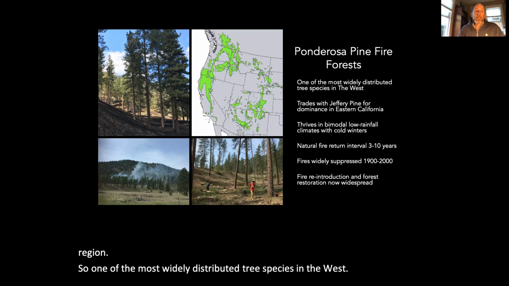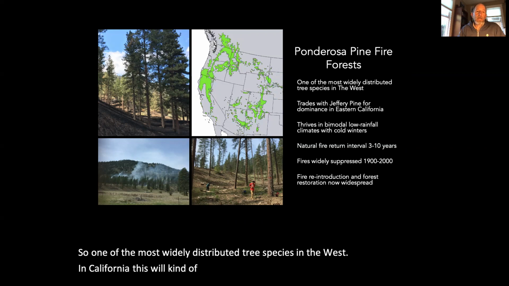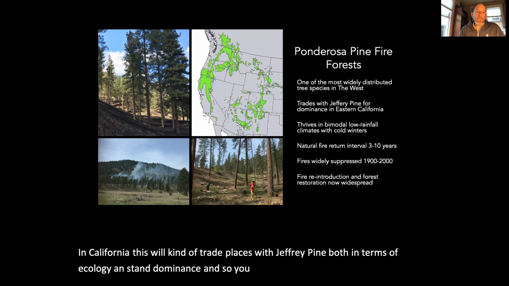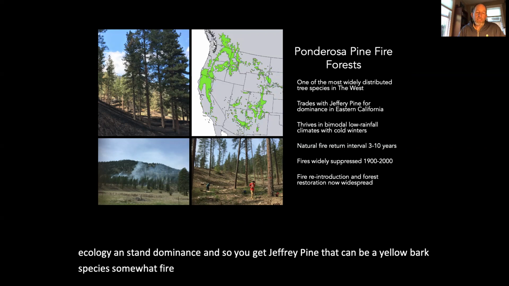In California, this will kind of trade places with Jeffrey pine, both in terms of ecology and stand dominance. And so you get Jeffrey pine that can be a yellow bark species, somewhat fire resistant and fire adapted in Eastern California.